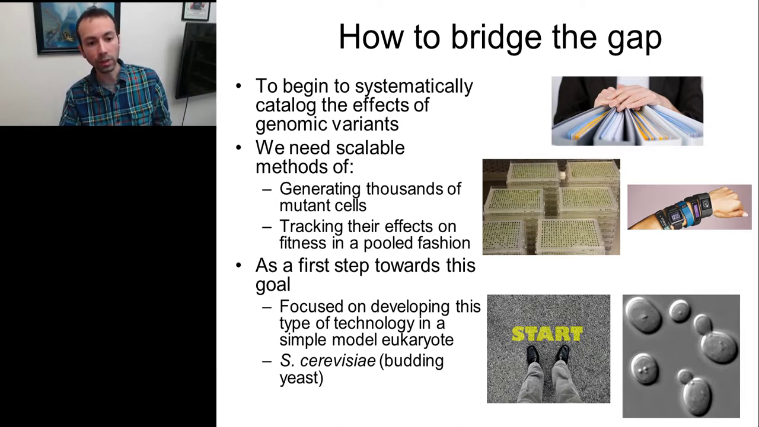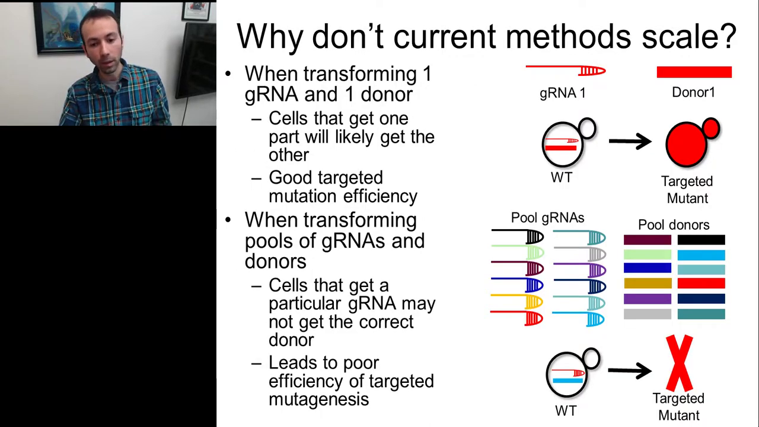So the first thing we need to address is why current methods don't scale to these hundreds of thousands of mutations at a time. When you're trying to make one single mutation in a cell, you take a guide RNA against the locus you want and then feed it the donor against that locus to be used as a repair template. The cells that get one guide RNA will probably also get a little bit of the donor, and that gives you a very high frequency of targeted mutation. So that's good. It makes it very efficient.